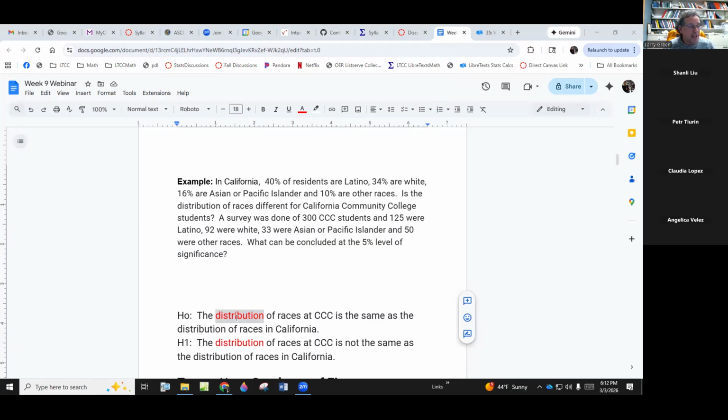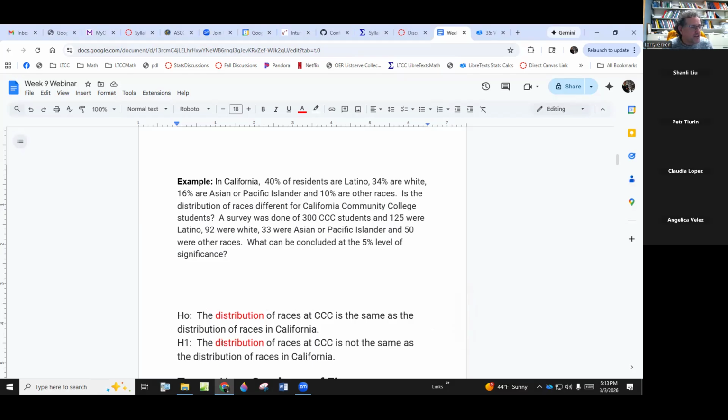Yeah, it's a key word, and more importantly, if you do not use it when you have to write down the null hypothesis, then I take off a lot of points. If you do not have the word distribution when you're doing this kind of hypothesis test in your H naught, then you lose points. Got it? Okay, so the distribution of races at California community colleges is the same as the distribution of races in California.